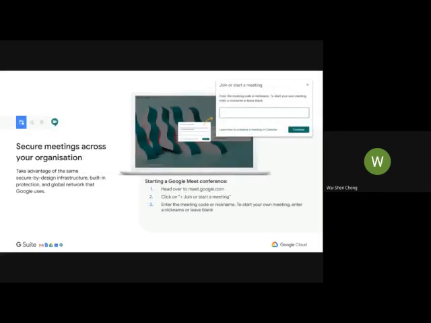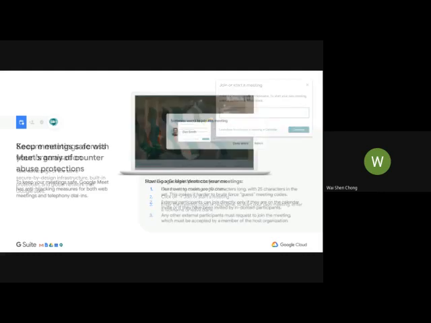And now, more importantly, we are talking about video conferencing. So it's important for you to secure meetings across your organization. A lot of what we are doing today is that we use Google Meet, and you have to use a secure platform to do this. What do we mean by that?